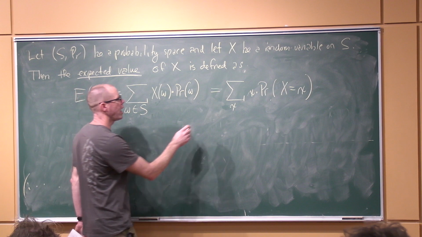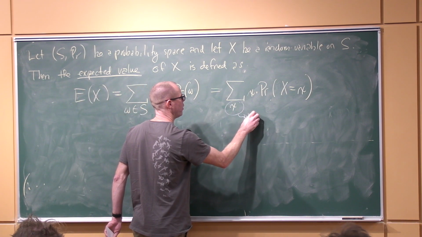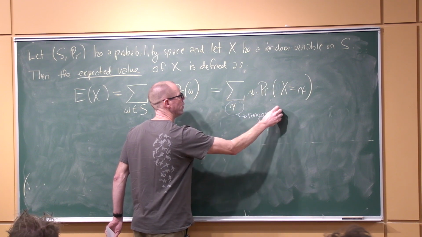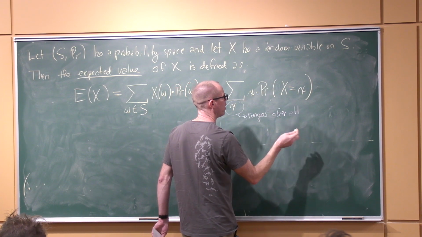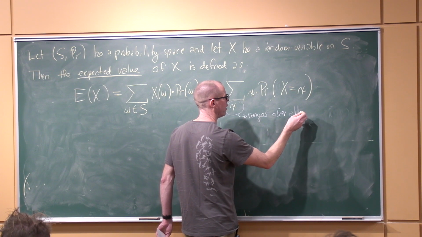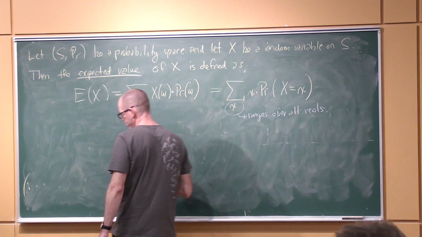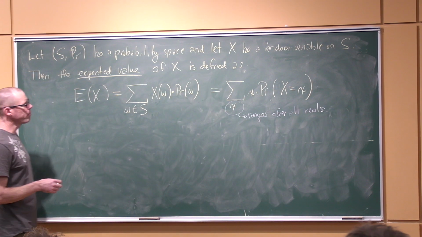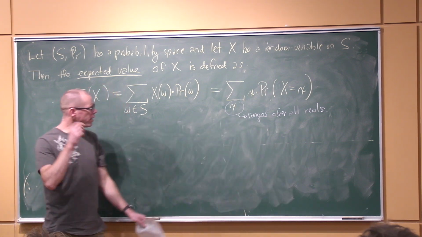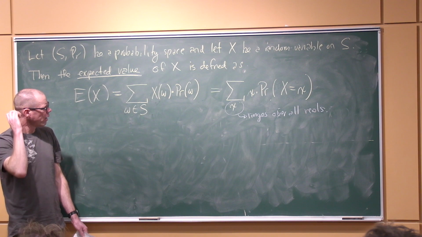So this X ranges over, you can say, over all reals. But a better way to think of it is the following, because if you range over all reals, then you immediately get an infinite sum or an uncountable sum, so that's a bit annoying.